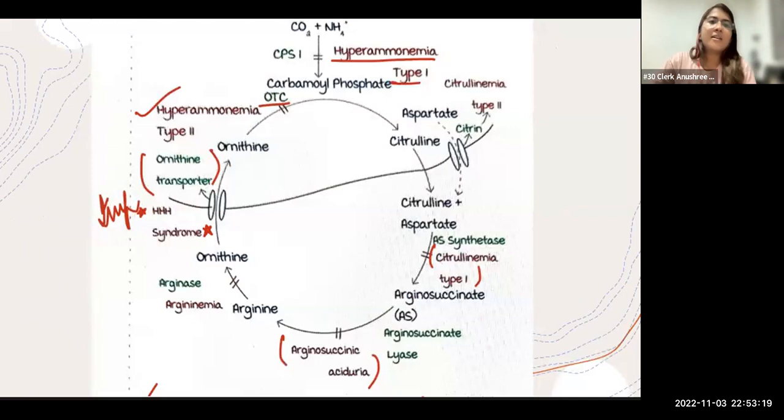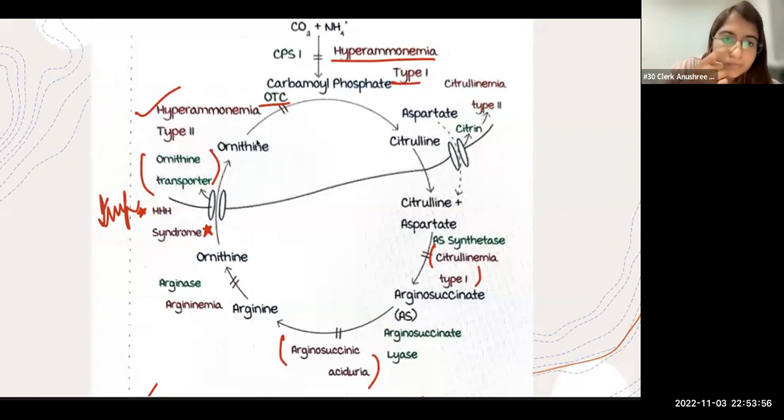First, we start with CO2 and ammonia, right? So CPS1, along with N-acetyl glutamate, gives us carbamoyl phosphate. If this enzyme is deficient, there will be primary buildup of ammonia. Direct toxicity is there. So there will be hyperammonemia type 1. Just remember, there are 2, type 1 and type 2. This is happening in the first step and with the first enzyme, hence it's type 1.